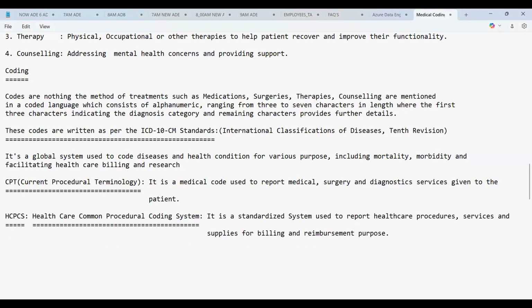But in the US, and in other countries as well, the system is not like that, guys. If anybody has any health condition, they visit the doctor with their medical insurance card.